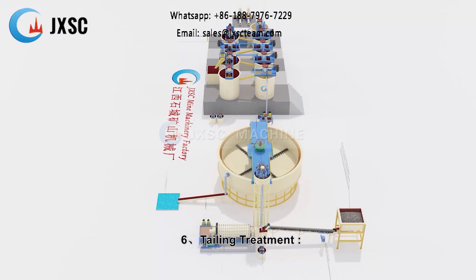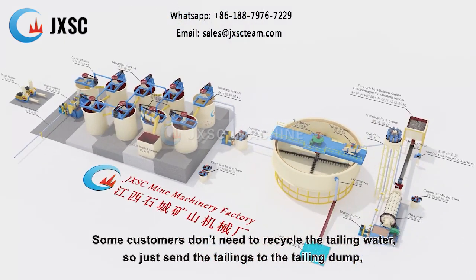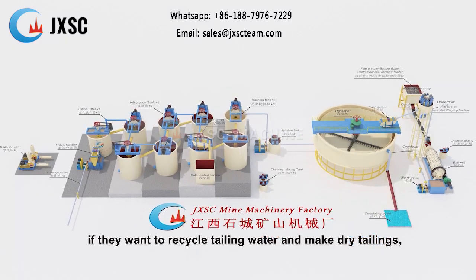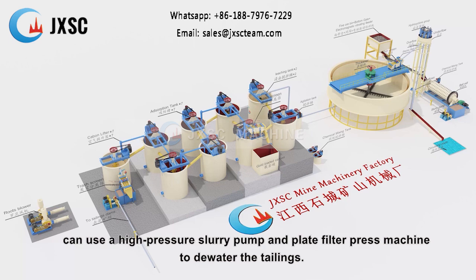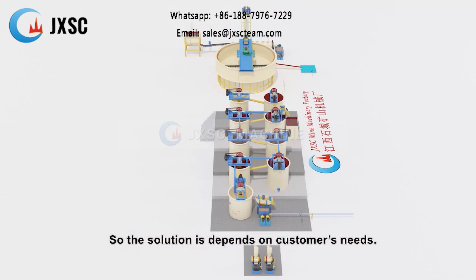6. Tailing treatment. Some customers don't need to recycle the tailing water, so just send the tailings to the tailing dump. If they want to recycle tailing water and make dry tailings, they can use a high-pressure slurry pump and plate filter press machine to dewater the tailings. So the solution depends on customers' needs.